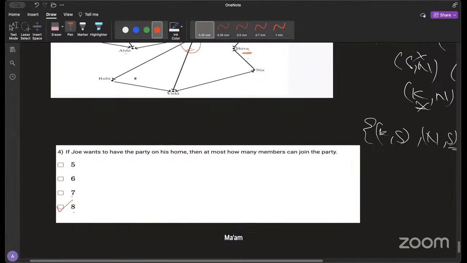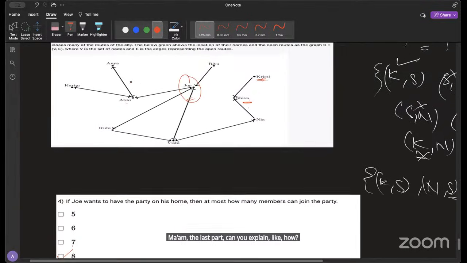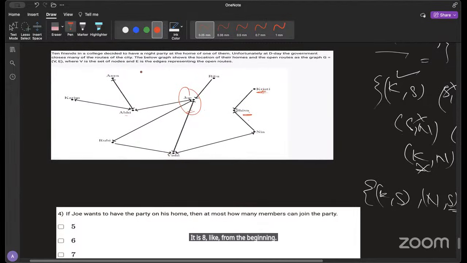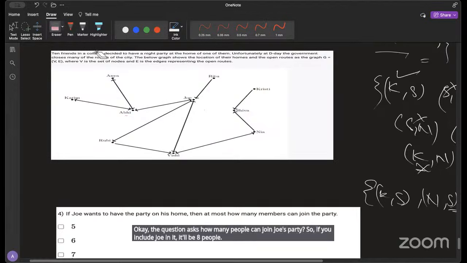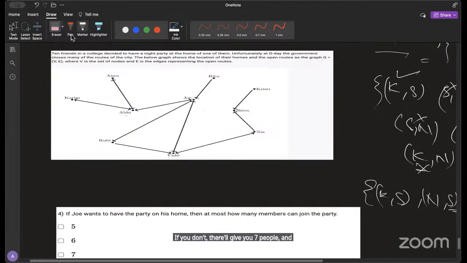Ma'am, the last part, can you explain how it is 8, from the beginning? The question asks how many people can join Joe's party. So if you include Joe in it, it will be 8 people. If you don't, then it will be 7 people. And how do you get 7 and 8? You can just check directly which are the vertices from where you can reach Joe's place.